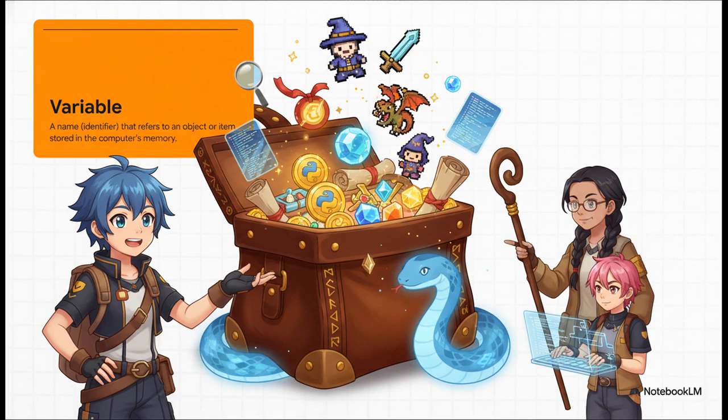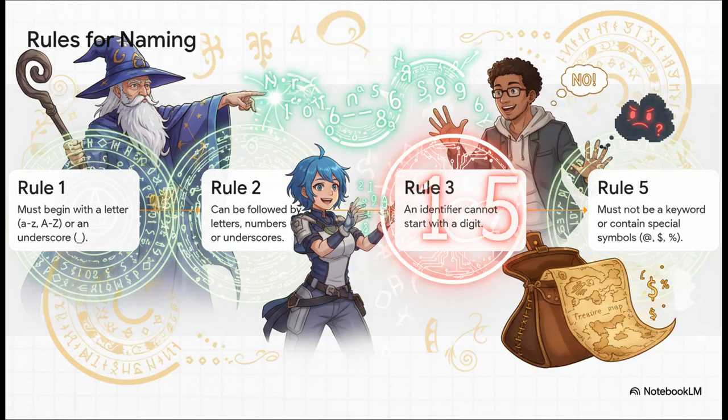on our journey. But hold on, you can't just name your magic satchels whatever you feel like. Oh no, there are ancient laws you have to follow. A name has to start with a letter or an underscore. That's rule 1. After that, go nuts with letters, numbers, or underscores. Oh, and it's a really good idea to make the names meaningful. Like treasure map is way better than just TM. And this one is critical. Never ever start a name with a number. The wizard gets super confused.